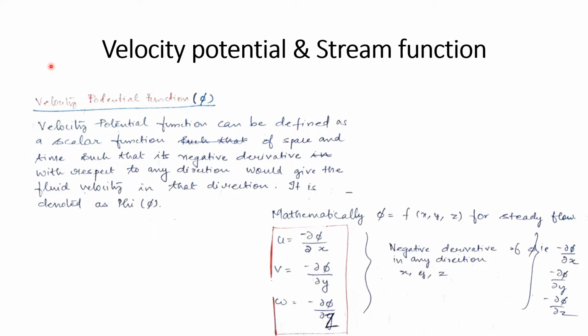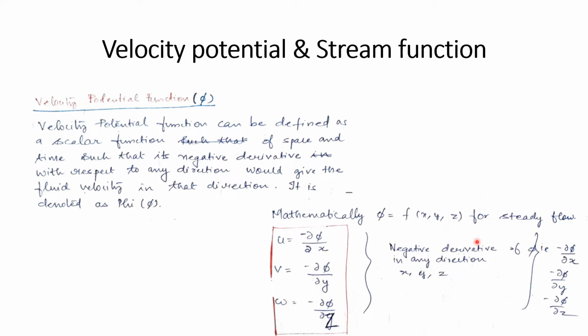So, speaking once again, the velocity potential function is defined by the symbol phi, which is the Greek letter zero with a slash. It's defined as a scalar function of space and time such that its negative derivative with respect to any direction would give the fluid velocity in that direction. In mathematical terms, negative of dou phi by dou x would give you the velocity u, minus dou phi by dou y would give you the velocity v, and minus dou phi by dou z would give you the velocity w, where u, v, and w are the velocities in the x, y, and z axes respectively.